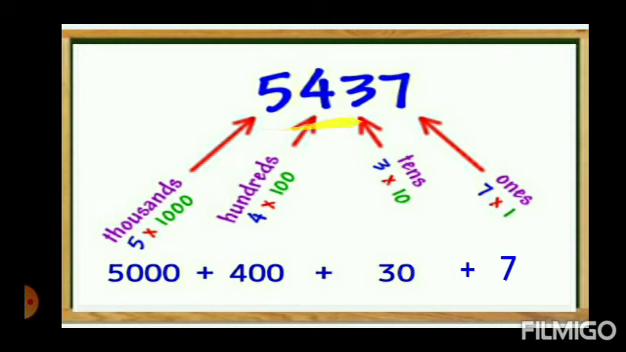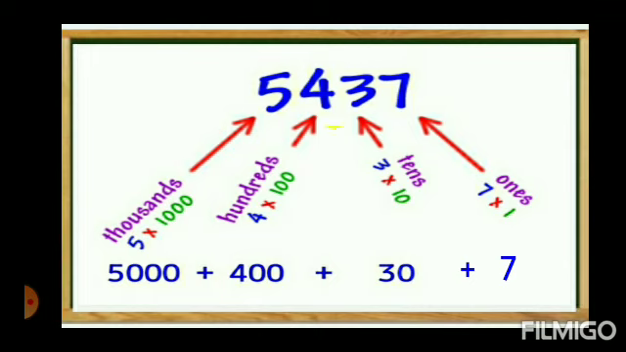Here is a number, 5437. Where is the 7? 7 is in the ones place. What is the place value of 7? It is 7 itself. What is the place value of 3? 3 is in the tens place, so we write it as 30.